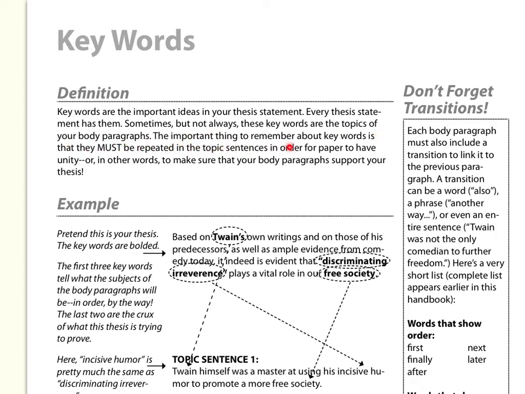The important thing to remember about keywords is that they must be repeated in the topic sentences in order for the paper to have unity, or in other words, to make sure that your body paragraphs support your thesis. So in other words, the keywords are what help you actually prove your thesis. They link your body paragraphs to your thesis. If you don't have them, you're in trouble. You might have body paragraphs that have nothing to do with your thesis.